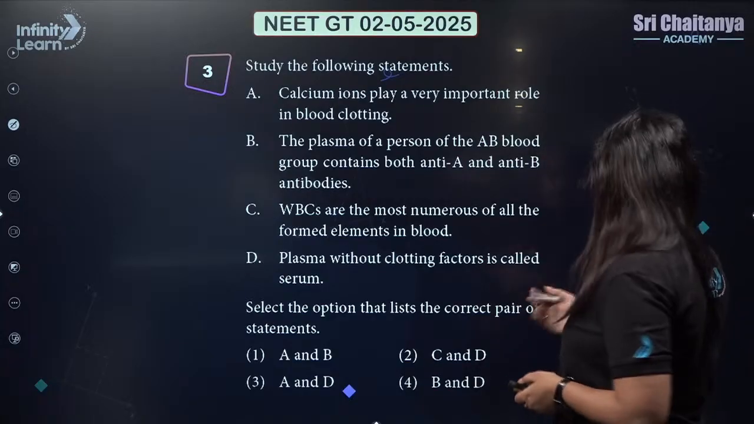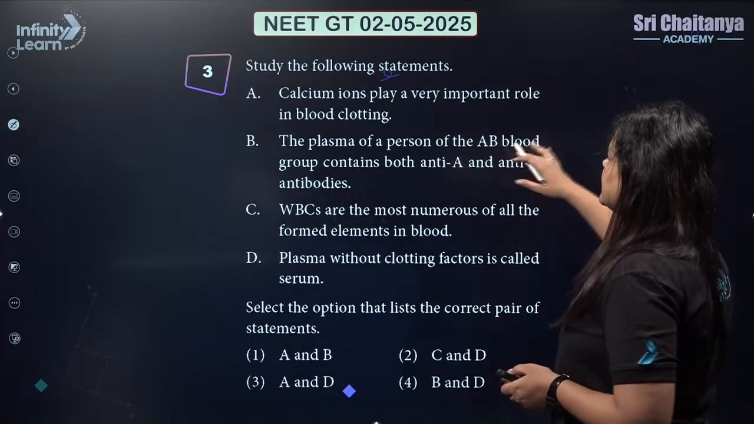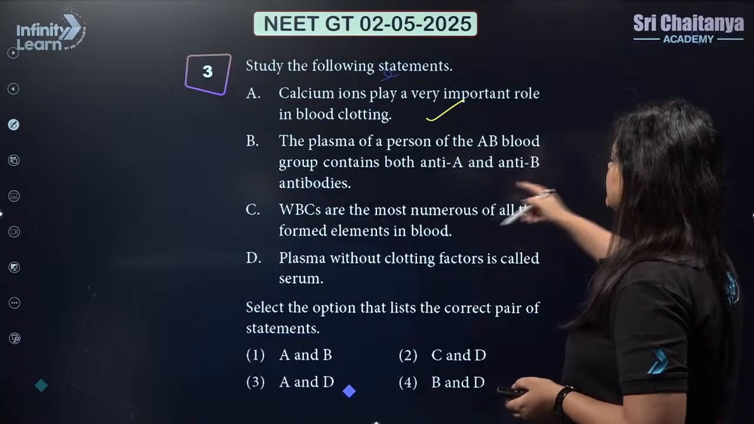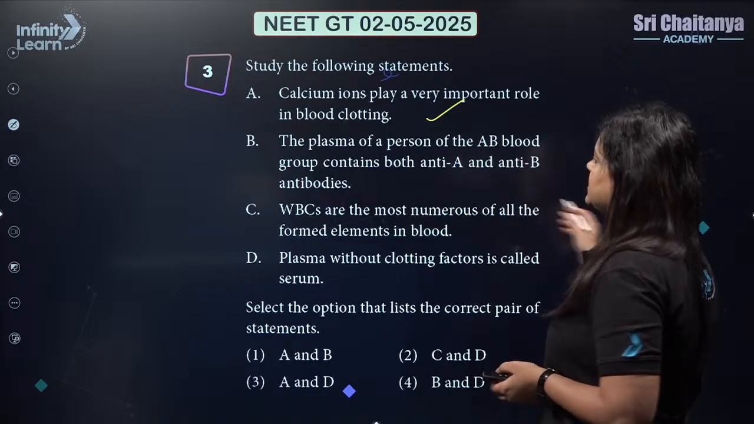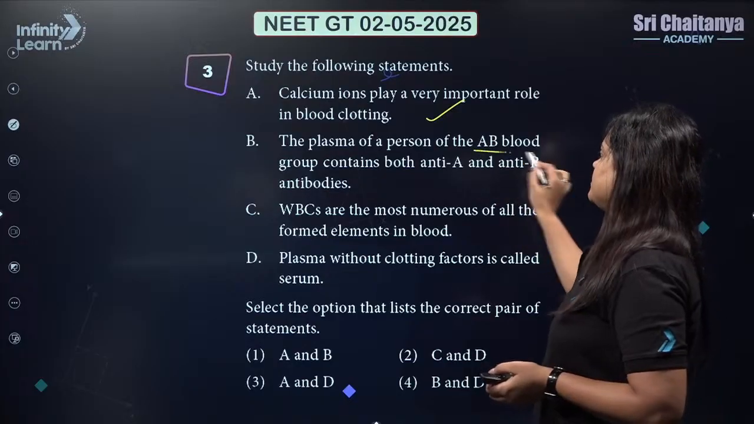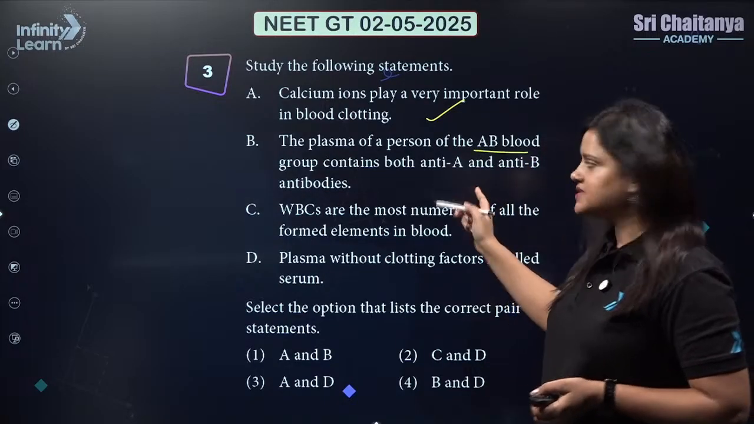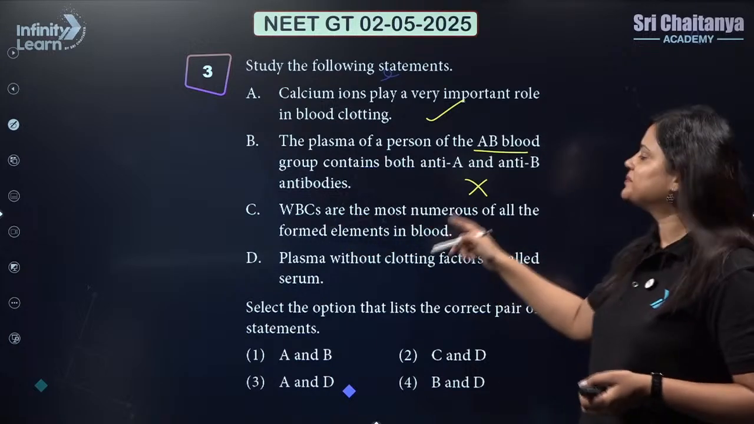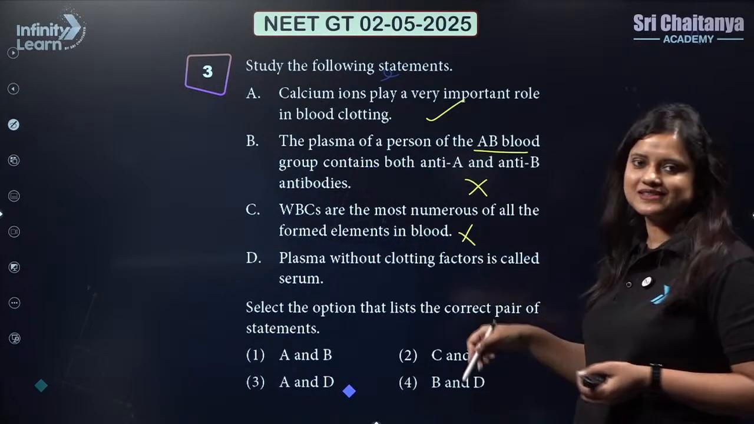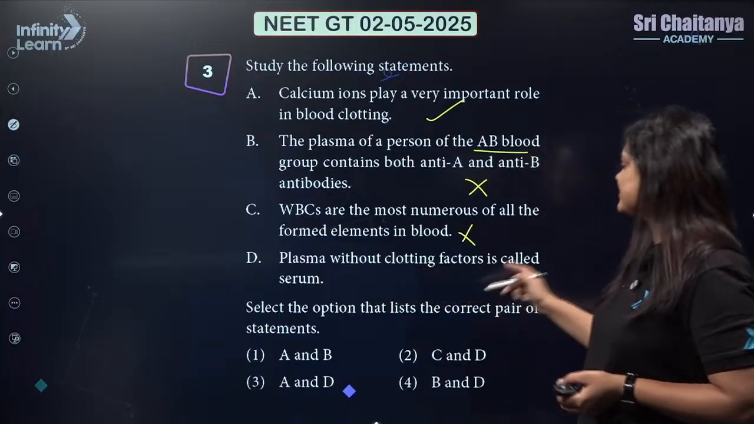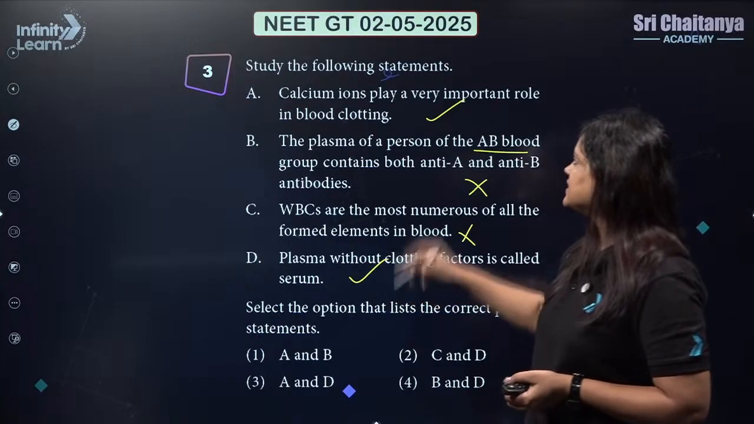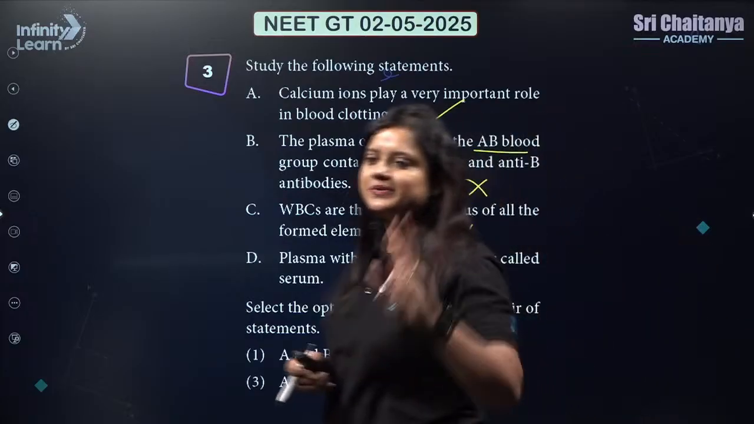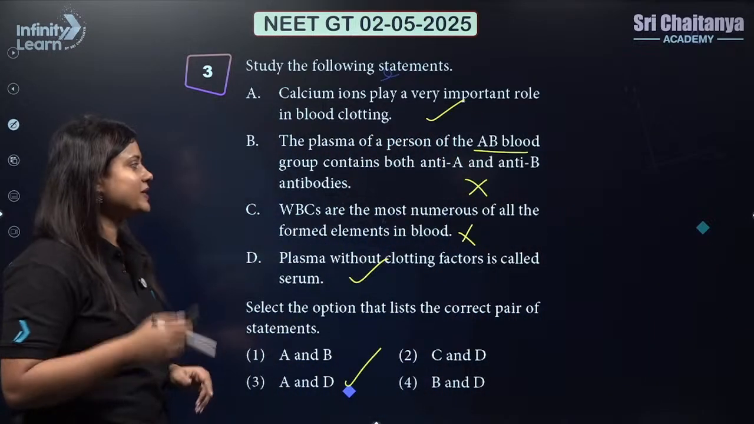Right, study the following statements. Calcium ion plays a very important role in blood clotting. Definitely. The plasma of a person of the AB blood group contains both anti-A and anti-B antibody. No, when we talk about AB blood group, they have both the antigens on the RBC but no antibodies in the plasma. WBC are the most numerous of all the formed elements in the blood. No. Plasma without clotting factor is called serum, which is right. So A and D are right, and correct is what we had to tell. So the correct answer will be 3. Yes, C. Very good. Keep it up.